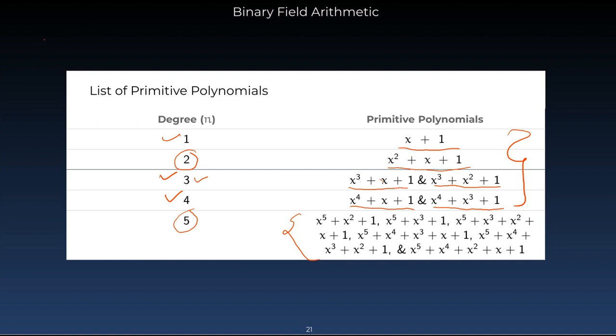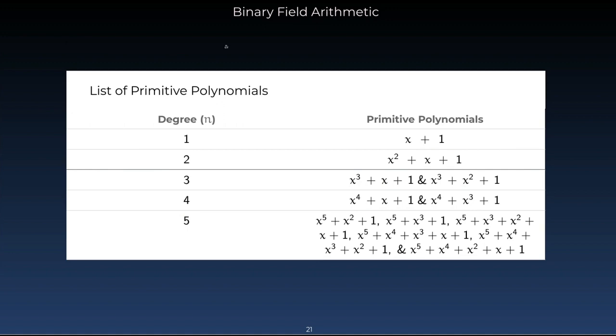So this is going to be homework: to prove that all these polynomials from degree 1 to 4, I'm not going to give you degree 5, are indeed primitive polynomials. Those which are given here are indeed primitive polynomials. This is your homework.